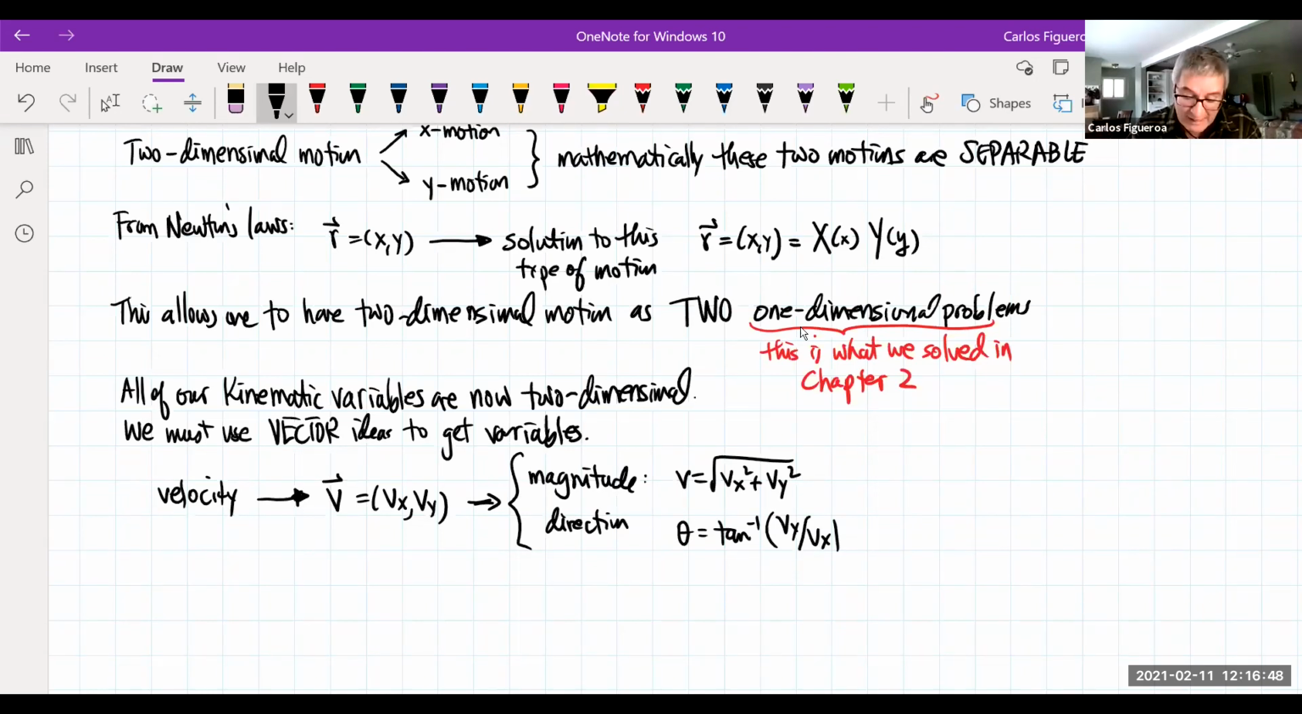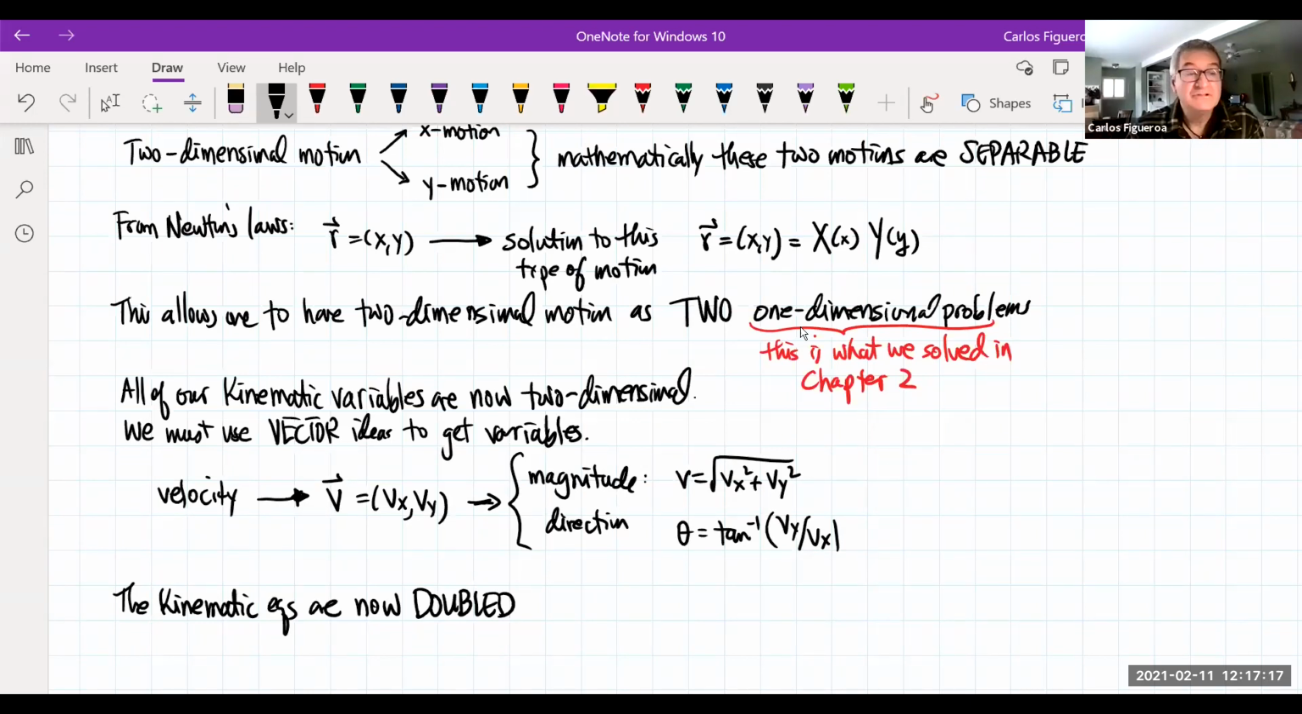So this tells us then that all of the kinematic equations now are doubled. That means I have a set of equations for x's and I have a set of equations for y's.